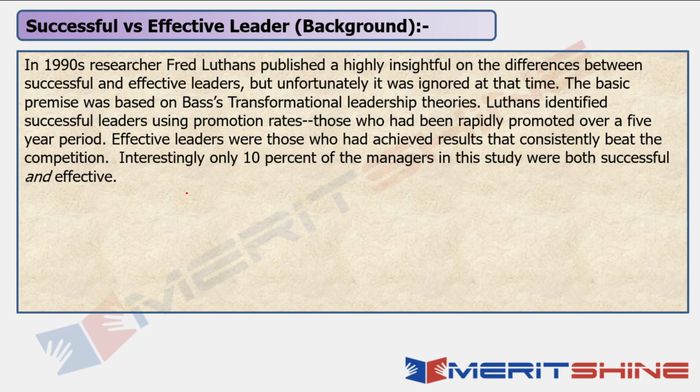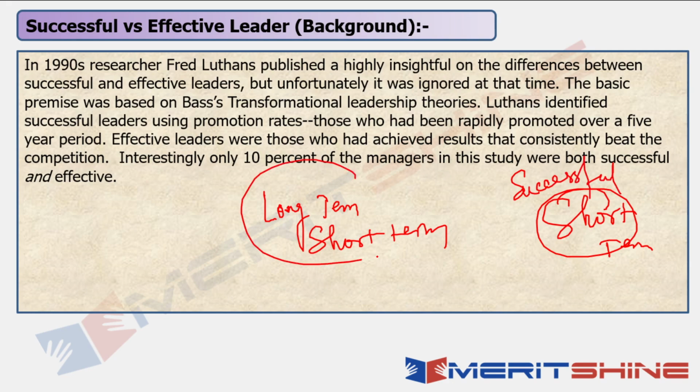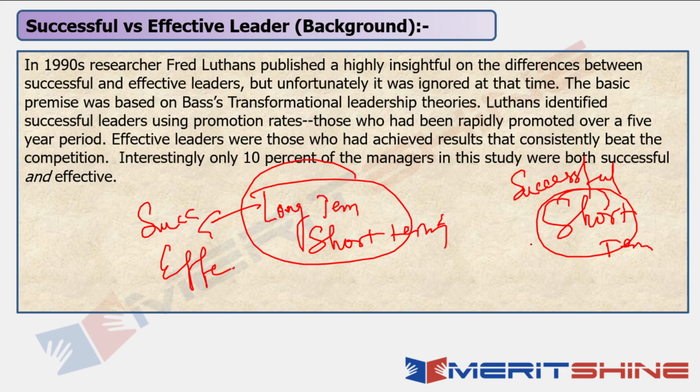The second aspect may be that there were some people who achieved long term as well as short term, whereas there was one set of people who only achieved short term. So those who only achieved short term were successful, but they were ineffective leaders. But those who achieved long term as well as short term, they were successful as well as effective. So these were successful but ineffective leaders. These were successful and effective leaders, right?